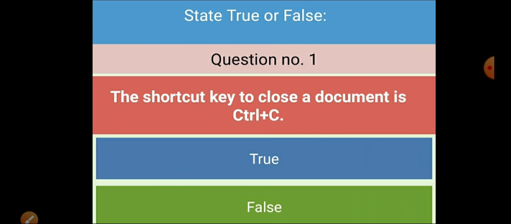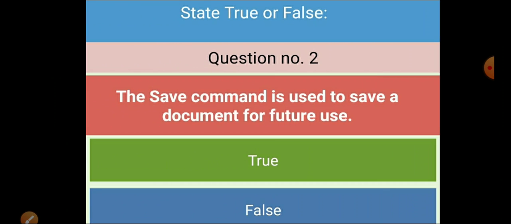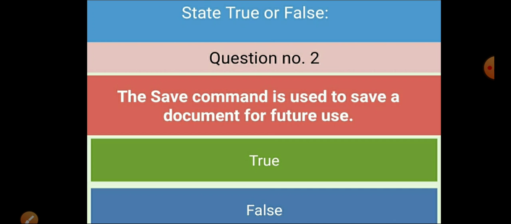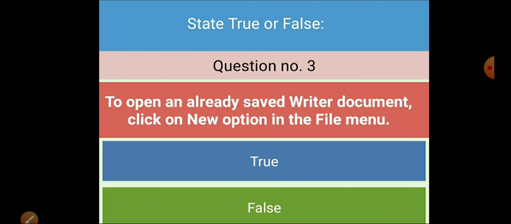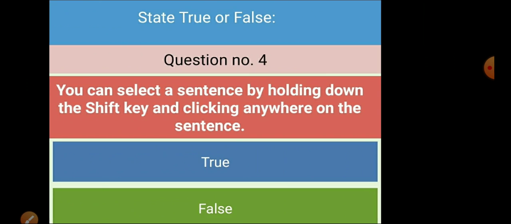Next is true false. The shortcut key to close a document is Ctrl C. False. Next, the save command is used to save document for future use. True. To open an already saved writer document, click on New option in the File menu. False. Click on the Open option.